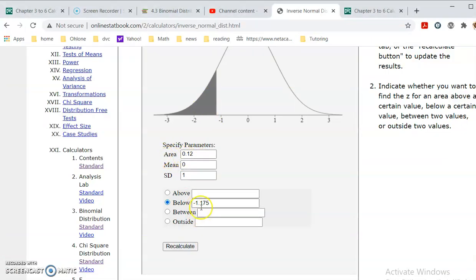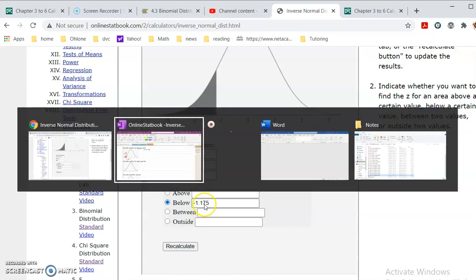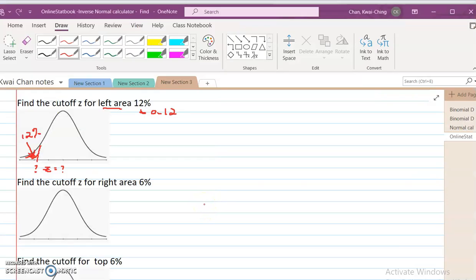Then you recalculate, and it is negative 1.175. You copy the answer down. The cutoff is negative 1.175. That means for Z greater than negative 1.175, that's 12%. No, not greater, less than negative 1.175, that's 12%. So that's the first one.